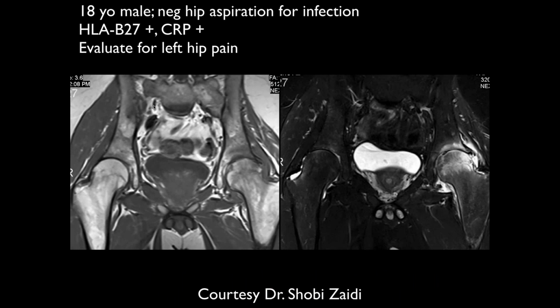Okay, Pablo. So this is an 18-year-old male, negative hip aspiration for infection, HLA-B27 positive, CRP positive. Evaluate for left hip pain. And there's edema of the femoral head and the acetabulum. There's some fluid too, looks like joint effusion. In T1 there's hypointensity, but the shape is pretty much maintained there.